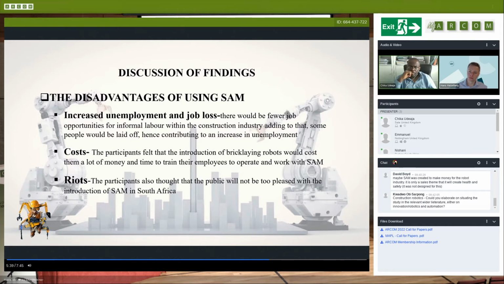increased cost, as the participants felt that the introduction of bricklaying robots will cost them a lot of money and time to train their employees and to operate and work with SAM. They also believed that the introduction of SAM will incur more cost, as they have to pay more wages to people who are operating the machines. The participants also believed that there will be riots, as the public will not be too pleased with the introduction of SAM in South Africa.